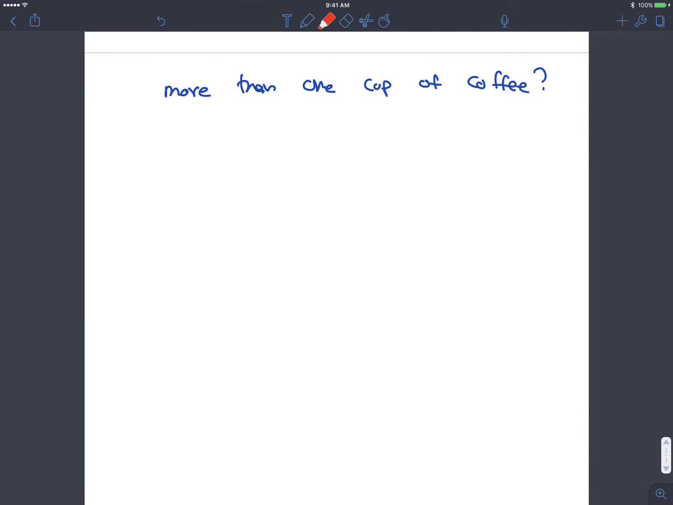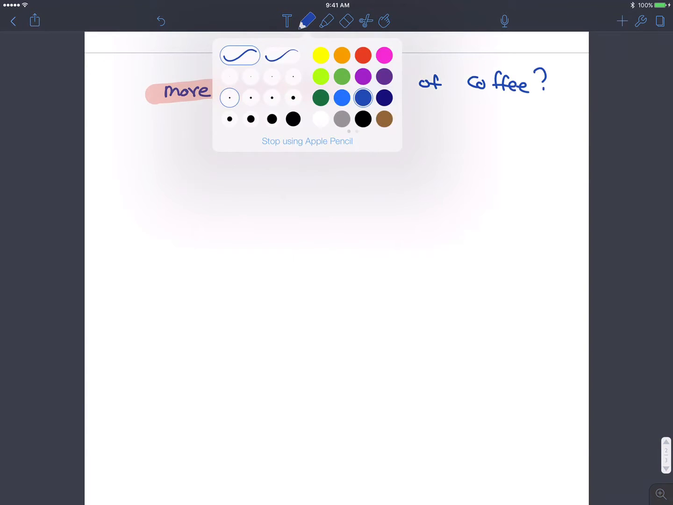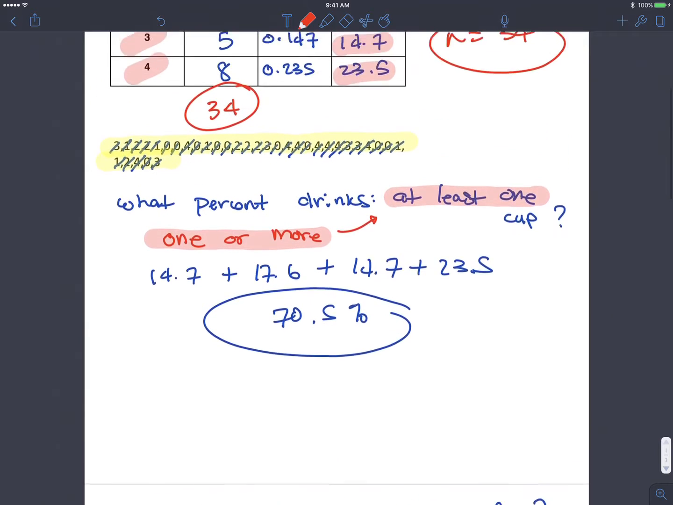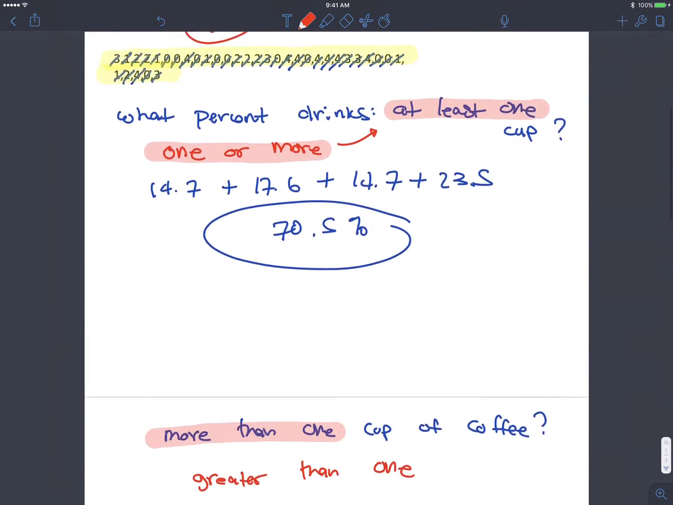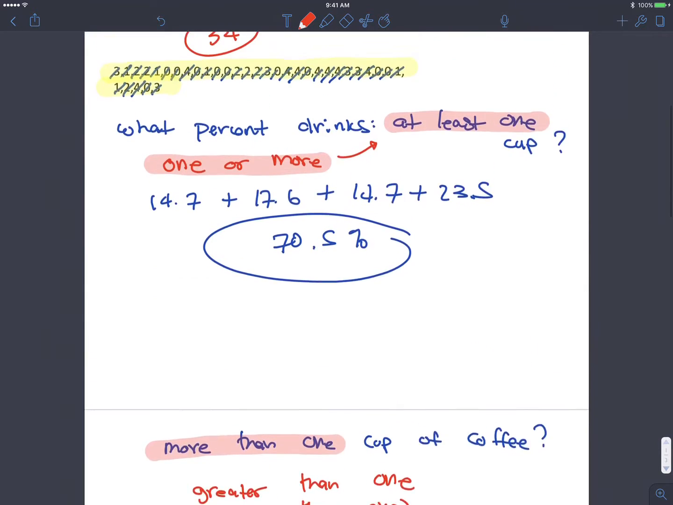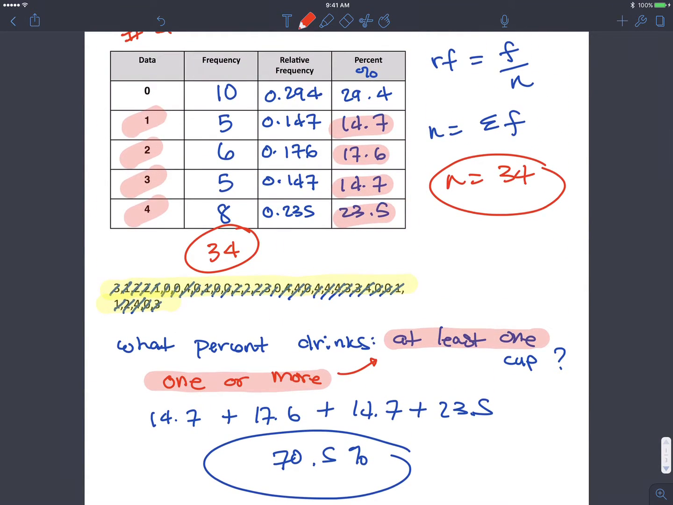The key again is to understand the meaning of the phrase more than 1. And more than 1 means greater than 1. So let's go back here to our data values and consider which data values are greater. To be greater means to be strictly larger than. So I might want to put this down as well. Strictly larger than 1.